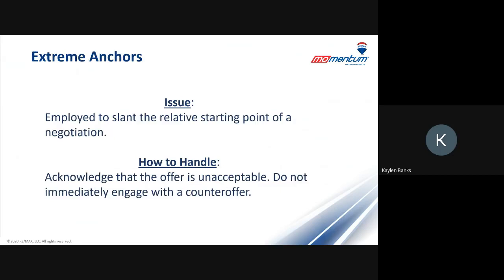Next one is extreme anchors. Anchors are employed to slant the relative starting point of a negotiation. So in order for you to most effectively handle these anchors, you must have a total understanding of the interests of your client and be prepared and comfortable with the various positions you've agreed upon. So that's your first, secondary, and even your final positions. So if your counterparty, particularly maybe on the buy side, opens with an extreme offer outside of your zone, the best response is to simply acknowledge that their offer is unworkable. Don't be afraid to just say, hey, this is not a win-win. It's not going to work.